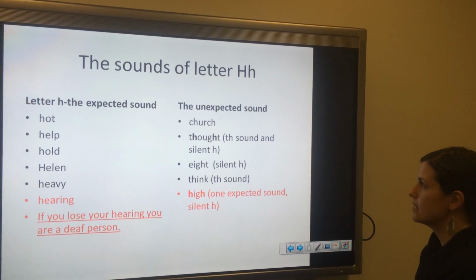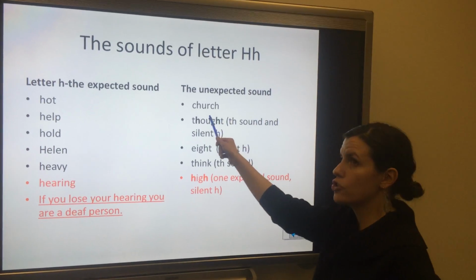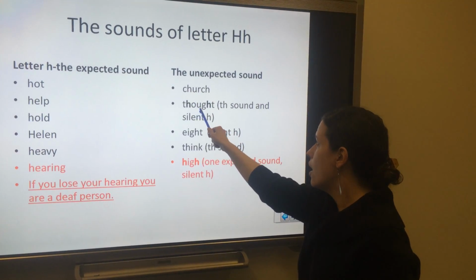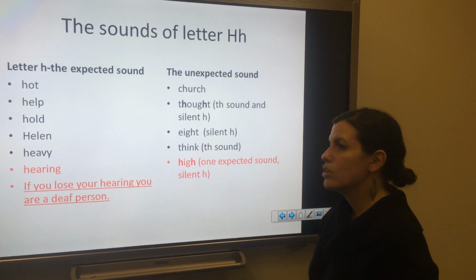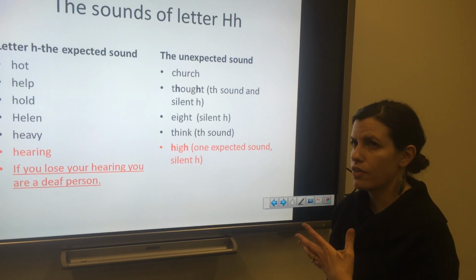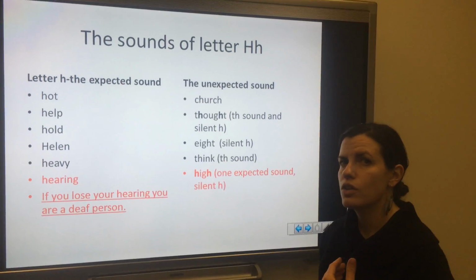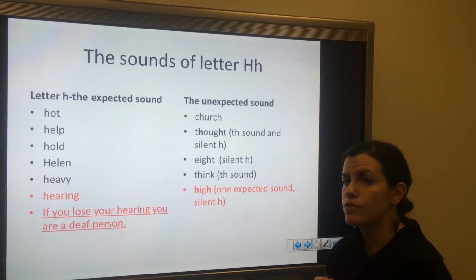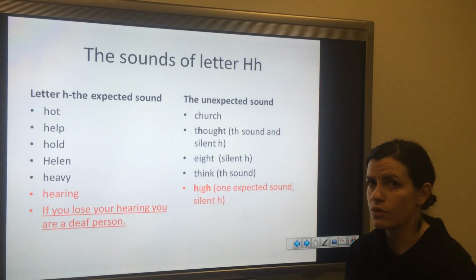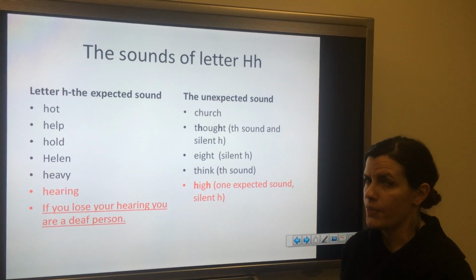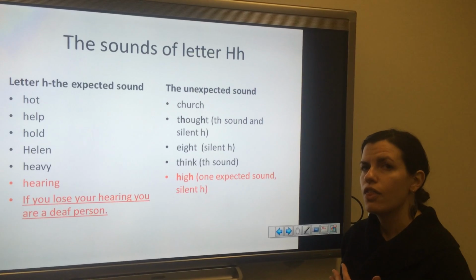Now the unexpected sound. Again, remember the word church. Okay, this consonant combination. Thought, the T and H make a sound together. It's another consonant combination. You put your tongue between your teeth. Thought. For those of you that don't have this sound in your native language, like Spanish or Portuguese, you really need to practice that. It's not easy for you. Thought.